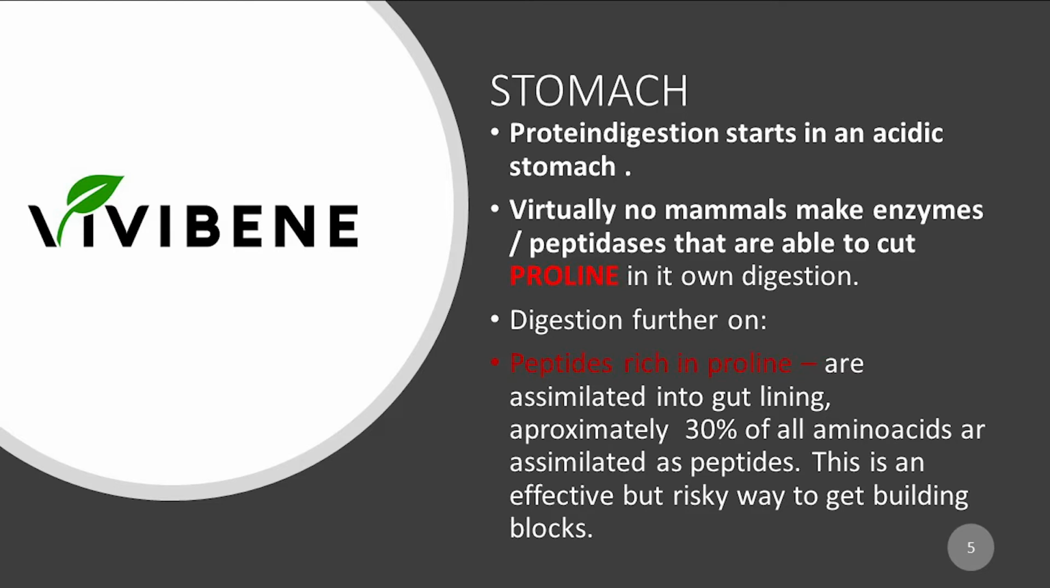Approximately 30% of all amino acids that go from the gut into your body are assimilated as peptides. Peptides are small proteins, small amino acid chains, while what we call proteins are the larger amino acid chains. So assimilating small amino acid chains instead of only the amino acids as isolated molecules is an effective but also a risky way to get building parts for your body from your gut.